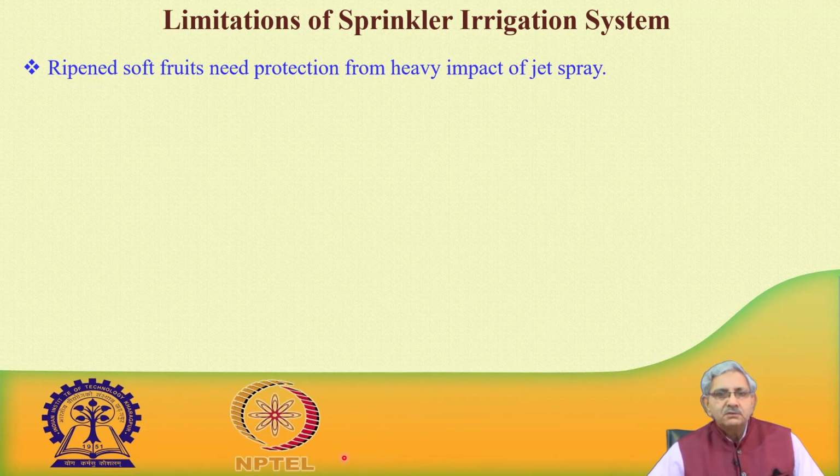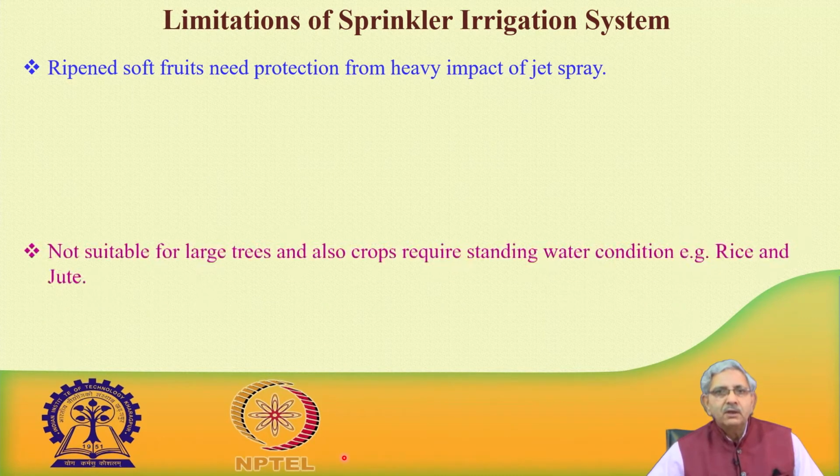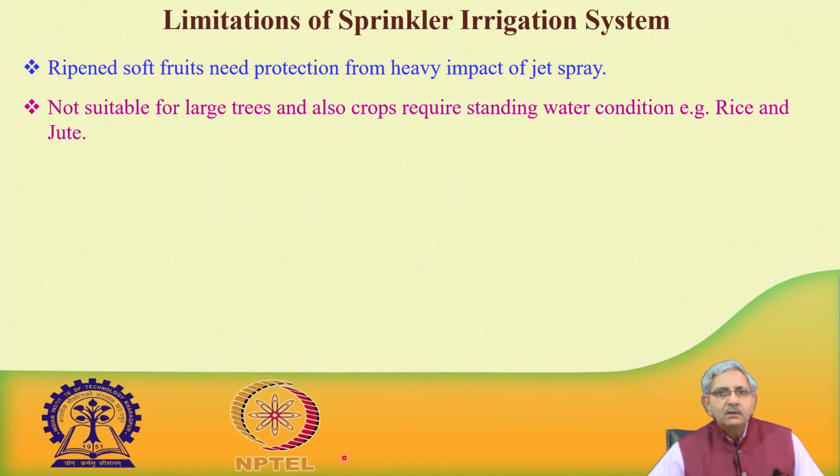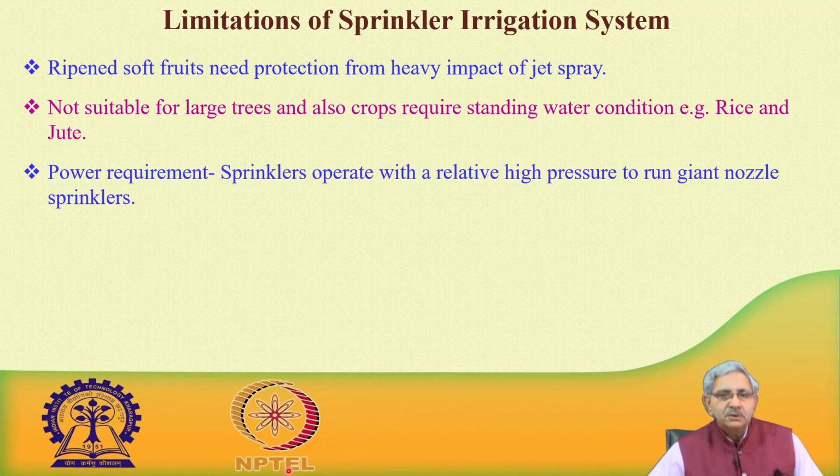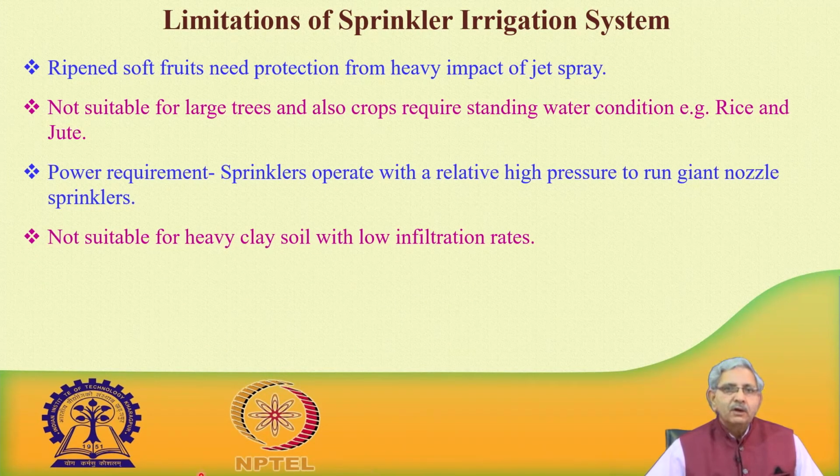There are some limitations. It is not suitable for ripened fruits, as the impact of the water jet may spoil the fruit. It is not suitable for large trees, because the trees interfere with the operation and the jet gets interrupted. Power requirement is relatively high, particularly for giant nozzle type sprinklers. It is not suitable for heavy clay soil which has a low infiltration rate.